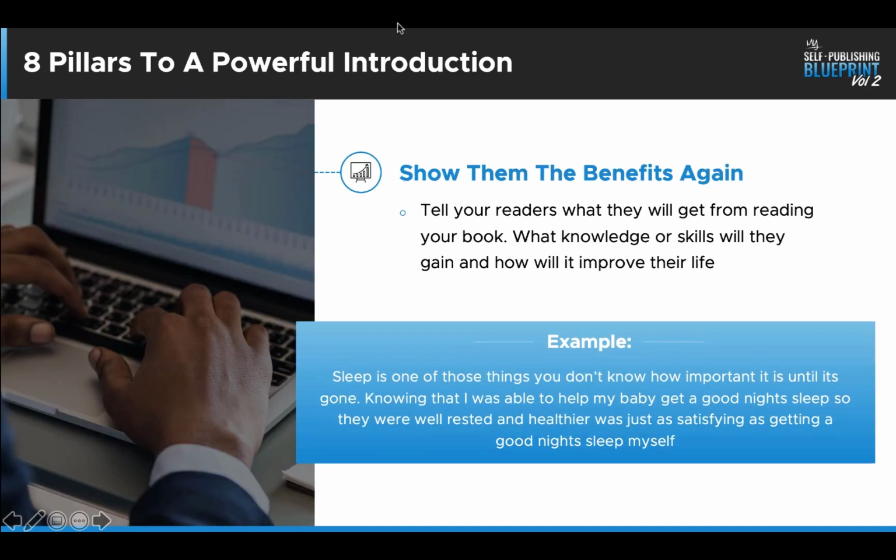Show them the benefits again. Tell your readers what they're going to get from reading your book, what knowledge or skills that they're going to gain, and how it will improve their life. So sleep is one of those things you don't know how important it is until it's gone. Knowing this, I was able to help my baby get a good night's sleep so they were well rested and healthier, which was just as satisfying as getting a good night's sleep myself.